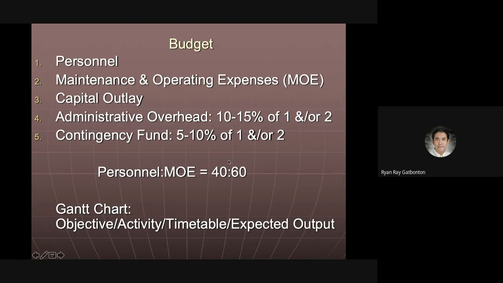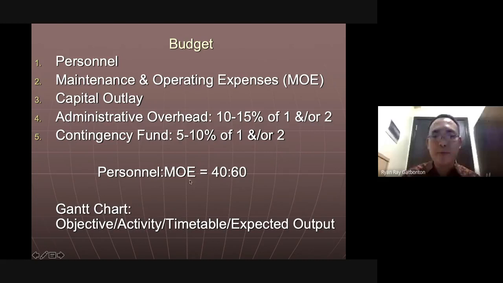Always remember that your budget in research usually comes around the ratio of 40-60. 40% for the personal budget, 60% will be allotted for MOE budget. Okay? Yung capital outlay, yung administrative overhead, at saka yung contingency fund will be additional items.